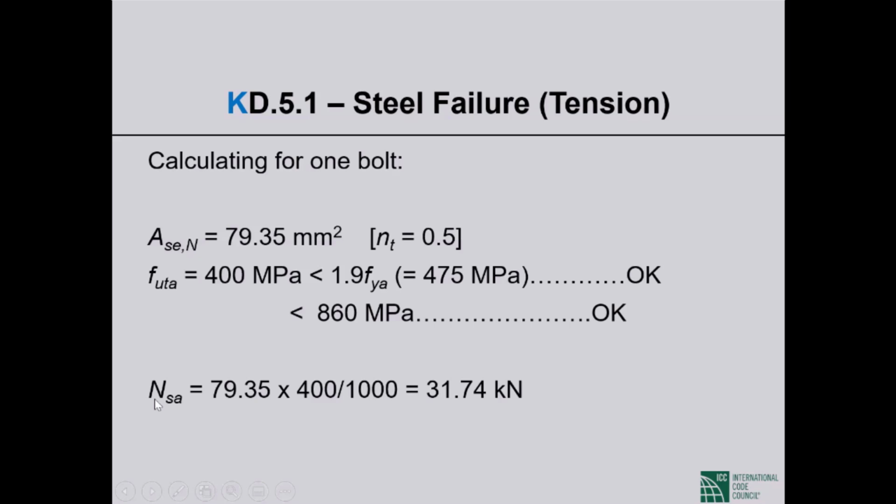The tensile strength of a single anchor then is the area, 79.35, the effective area of the anchor, multiplied by the ultimate tensile strength, and that is 31.74 kilonewtons. Okay? This is the nominal tensile strength of a single anchor in tension.